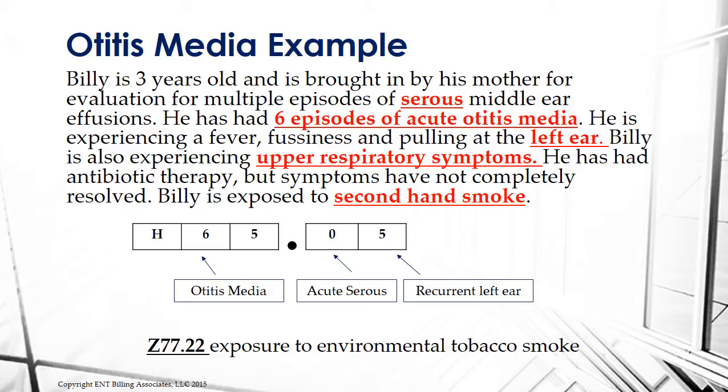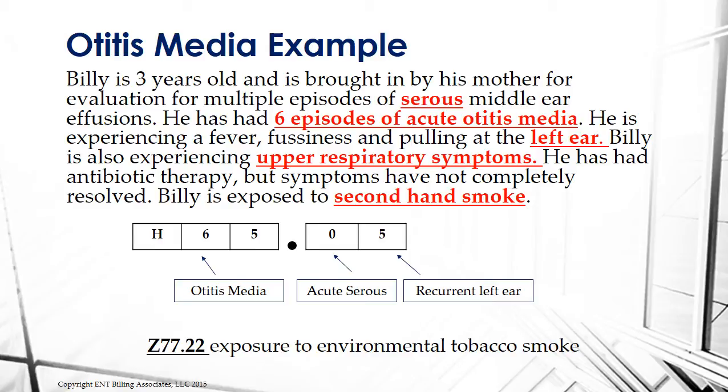This is an example of good documentation because the note addresses manifestation, so it says it's serous, the temporal parameters stating 6 episodes of acute otitis media. It discusses laterality, so it points out the left ear, and it goes over the contributing factors. So Billy is exposed to secondhand smoke. So by including all of these aspects, we can use a code with the highest level of specificity.